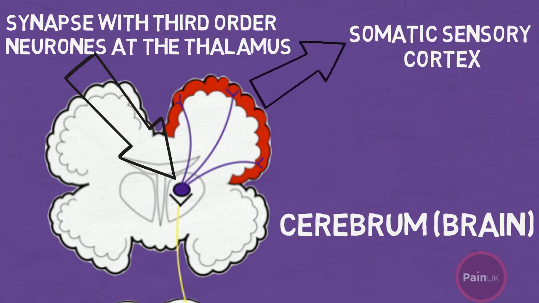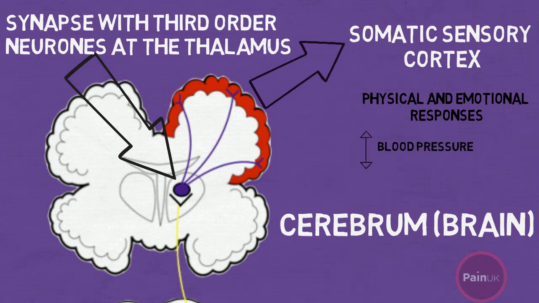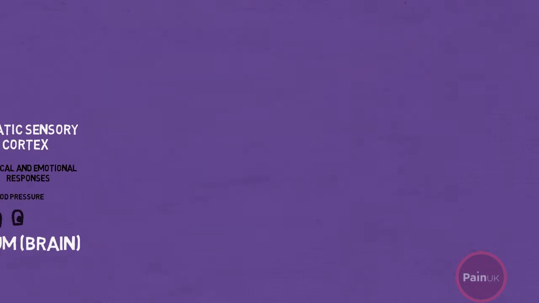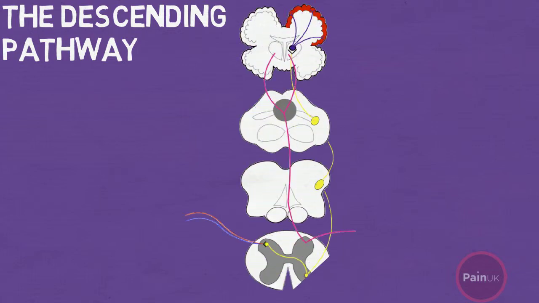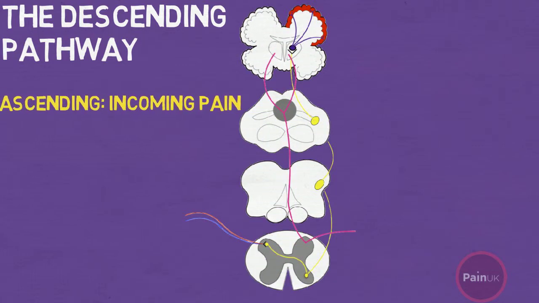This is the ascending pathway, and it controls physical and emotional responses to pain, such as altering blood pressure, inducing alertness, and evoking a pleasurable or uncomfortable response. The descending pathway is responsible for producing an endogenous analgesic effect in response to pain transmission.